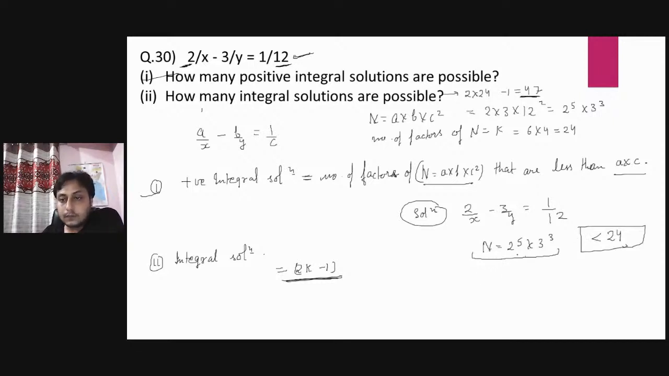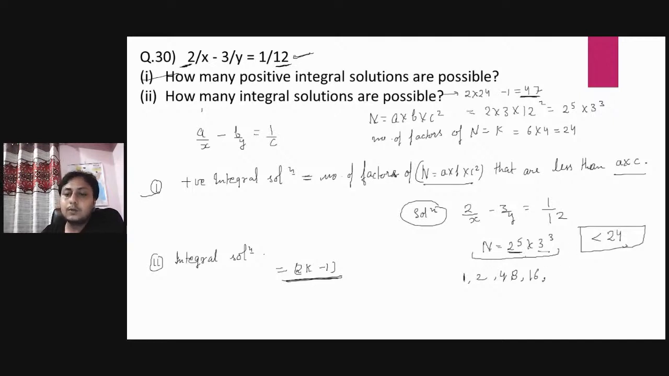One of the factors of this number that is less than 24 is 1. First choose 2 power 5. The other factors: 2 is less than 24 and is a factor of this number. 2 power 2 means 4, one of the factors and less than 24. 2 cube is 8, a factor less than 24. 2 power 4 is 16, a factor less than 24. 2 power 5 is 32, but 32 is more than 24.